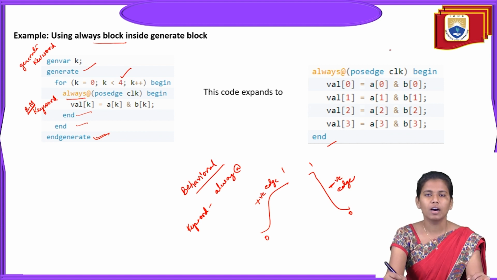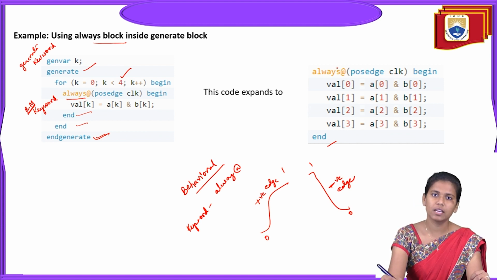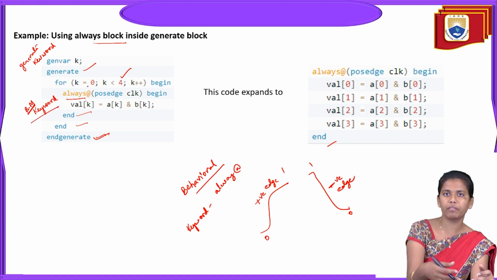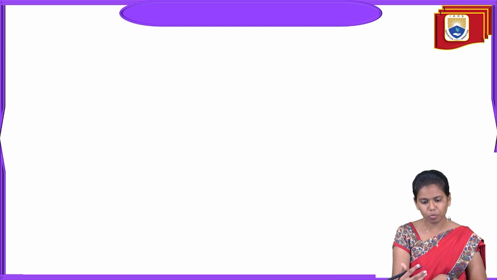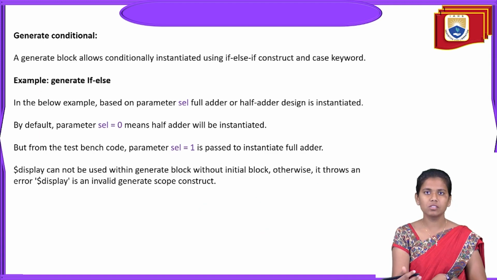So this is a basic example that helps us understand how the generate block makes use of the behavioral modeling style. That means we have written the code in terms of the generate block by using the behavioral modeling style. This is nothing but the generate code, right? And now we will see a few more examples regarding this generate block.